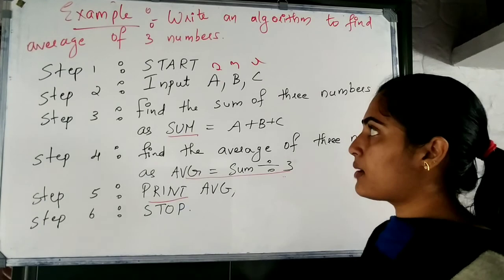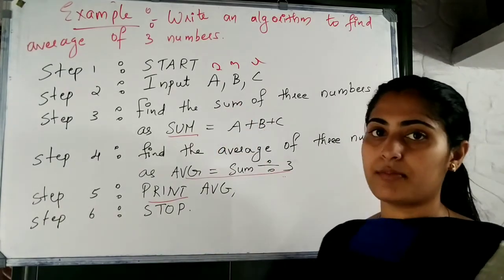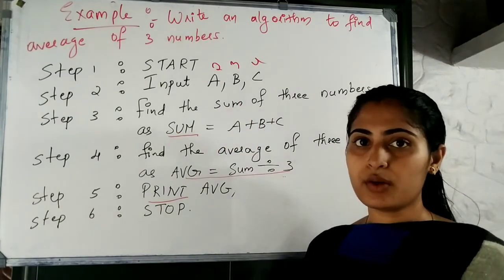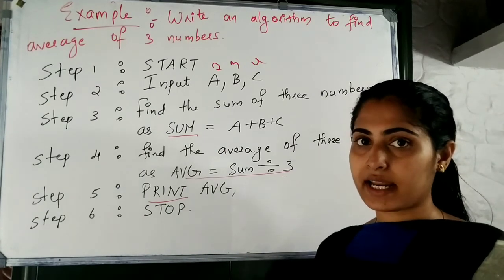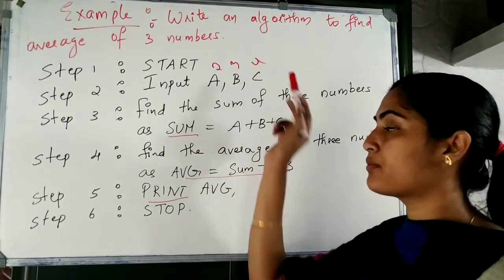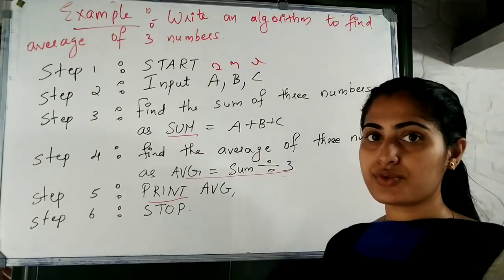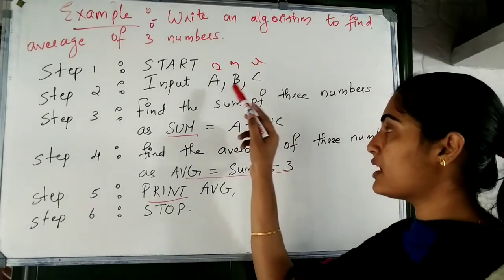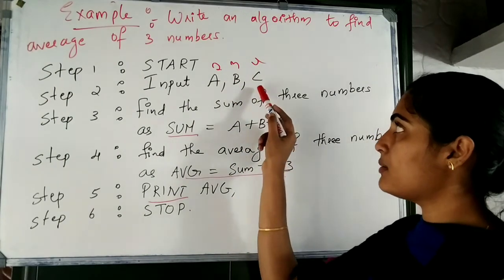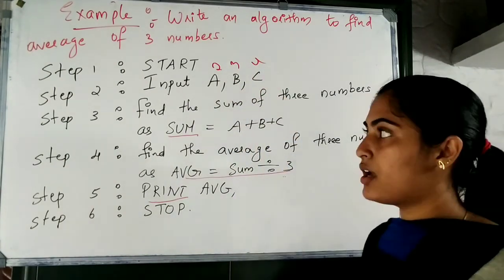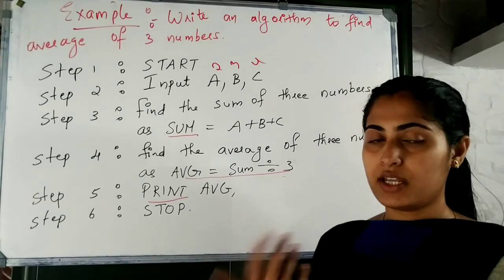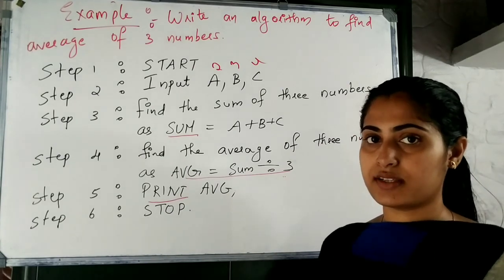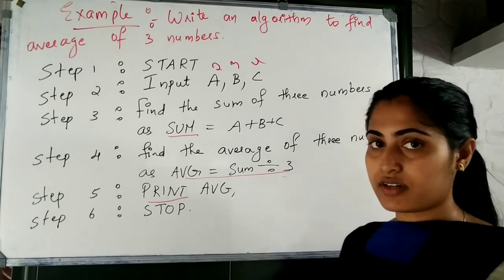Step number 2 is inputting the variables. While writing an algorithm, you cannot directly write numbers like 2, 3, 4. Instead, you use variables like A, B, C. Here A means 2, B means 3, C means 4. And step number 3 is where processing takes place. First we give the input, then the processing takes place. Here we are finding the average of 3 numbers.